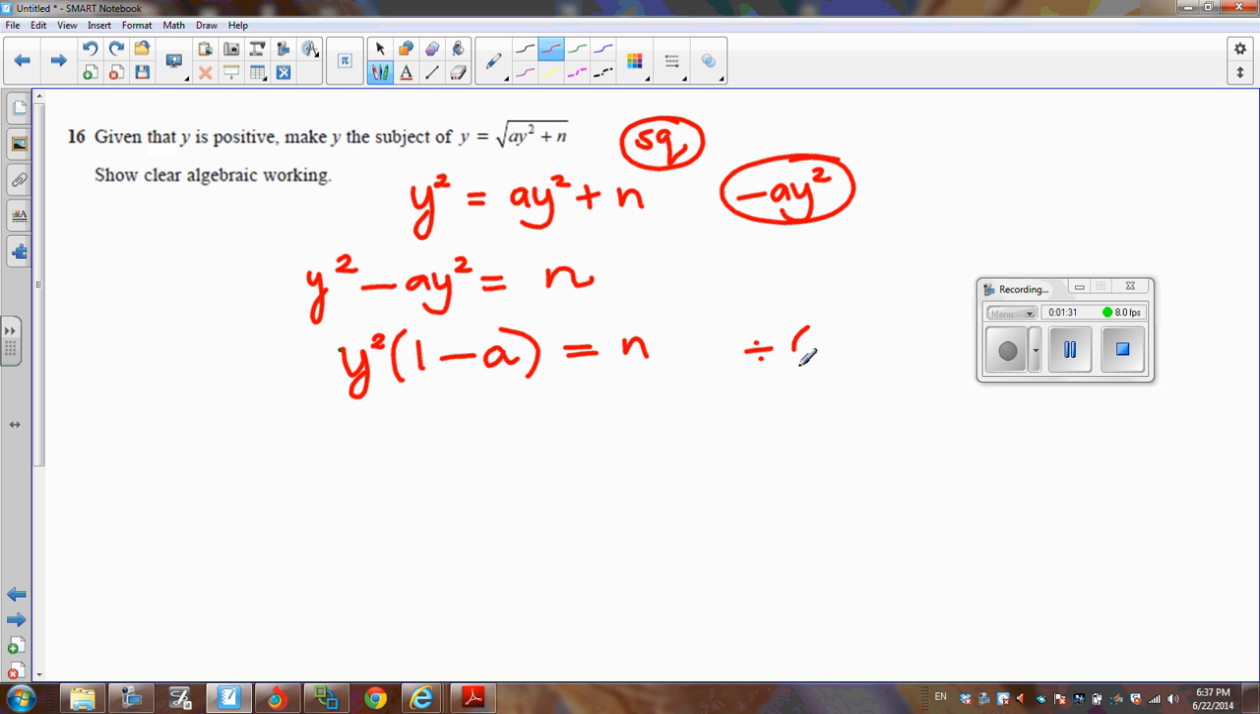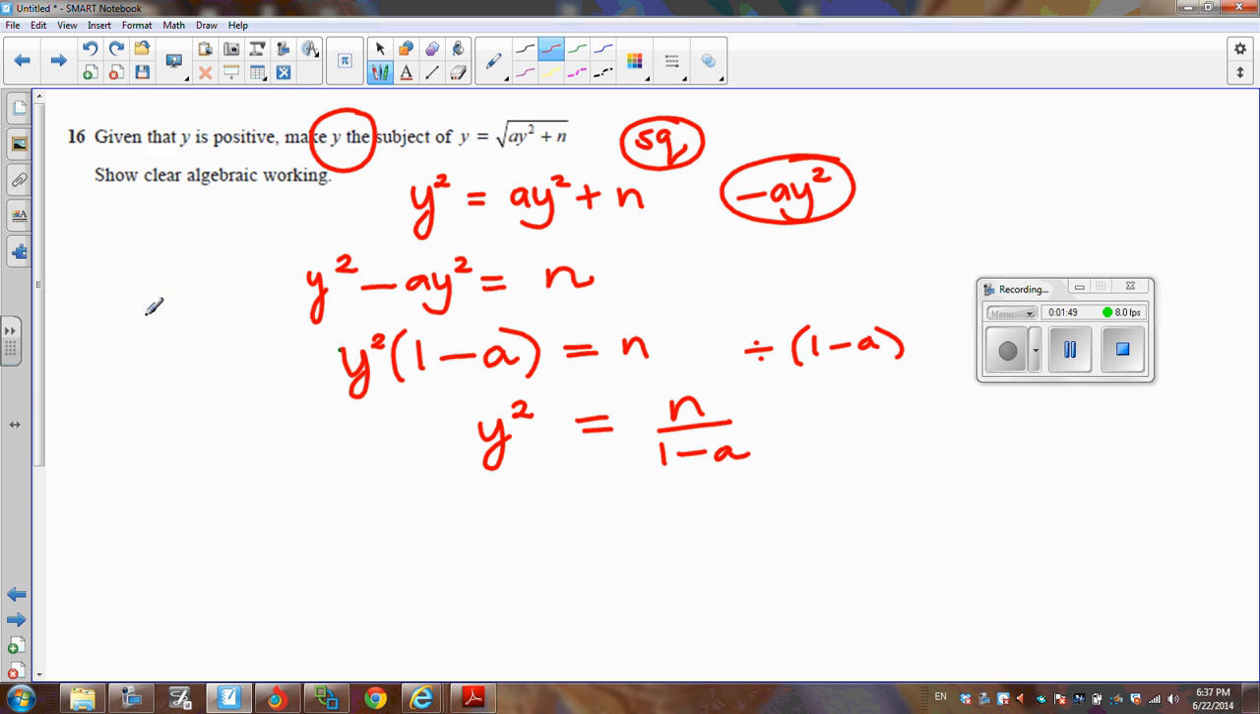What I now need to do is get y squared on its own, so I'm going to divide both sides by the bracket 1 minus a. Now, if I divide the right-hand side by the bracket, I get n over 1 minus a. It doesn't need to be in a bracket if that's all there is on the bottom. And if I divide the left-hand side by 1 minus a, then I'm just left with y squared.